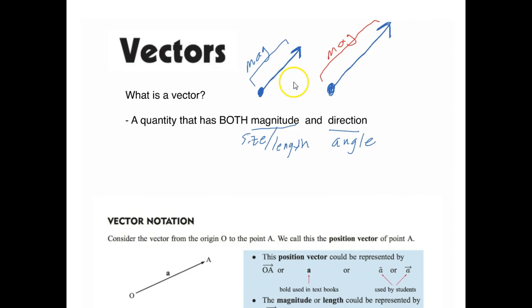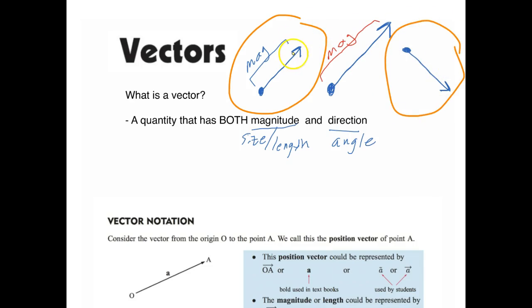Similarly, let me copy this vector over there. And now let me rotate that one. So now these two vectors, this one and this one, have the same magnitude, the exact same copy, so the exact same length, but this one has a different direction. Alright, so same magnitude, different direction.